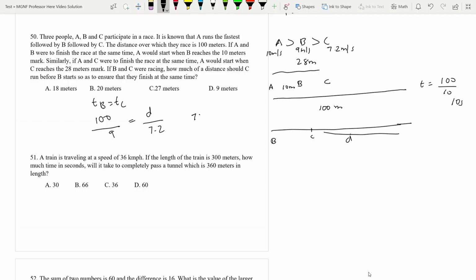That means 720 divided by 9 is equal to D. D is equal to 80. So the distance from C to the finishing point is 80 meters, which means C should be ahead of B by 20 meters. The answer is option B.